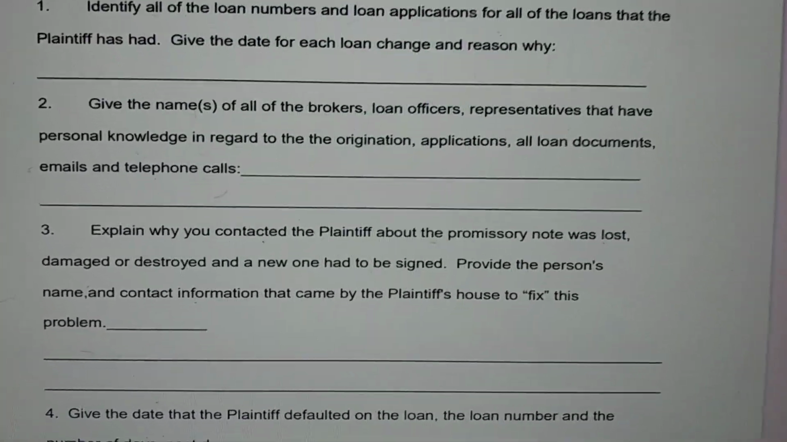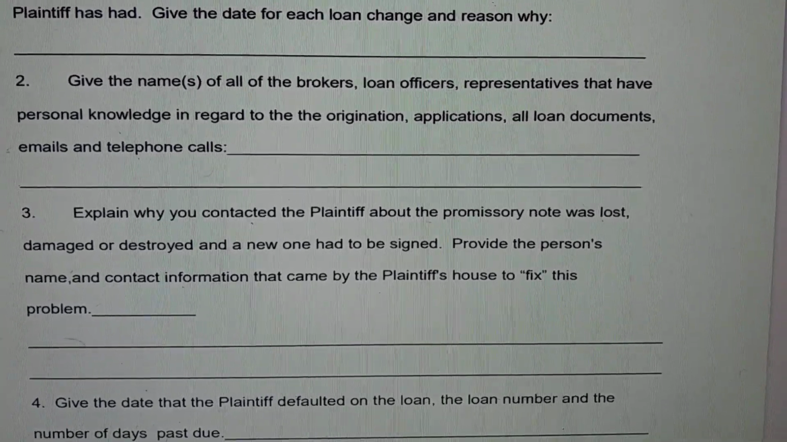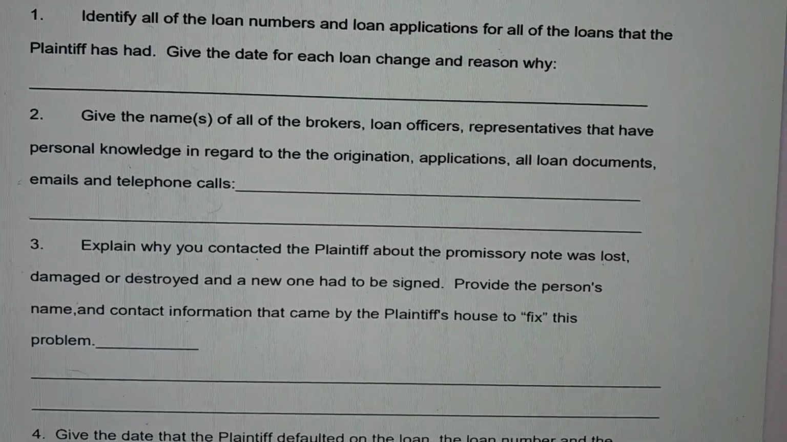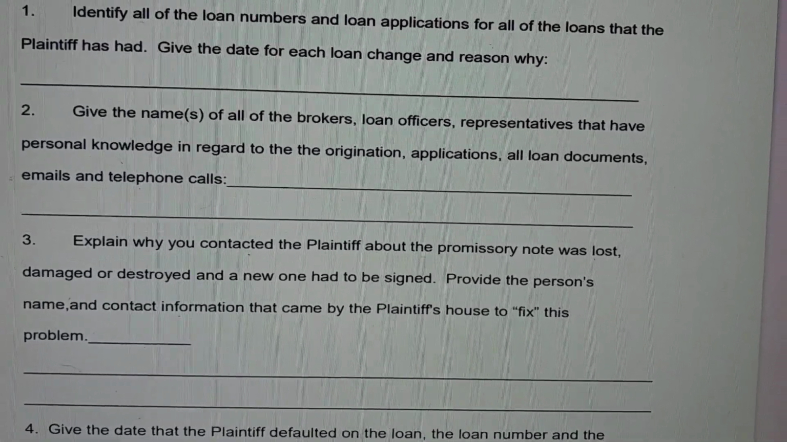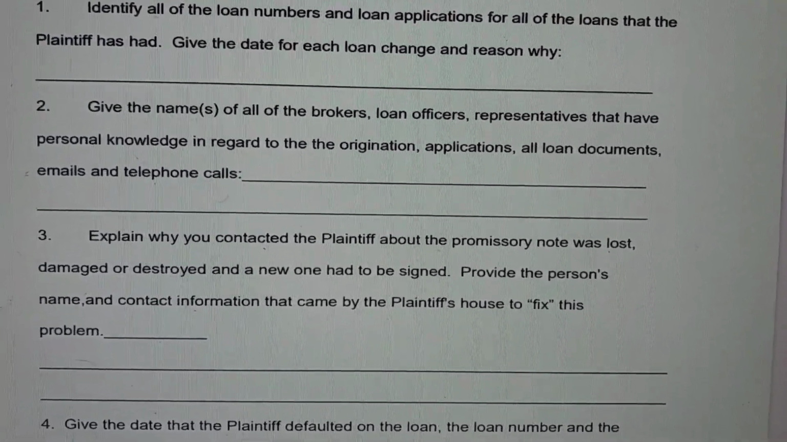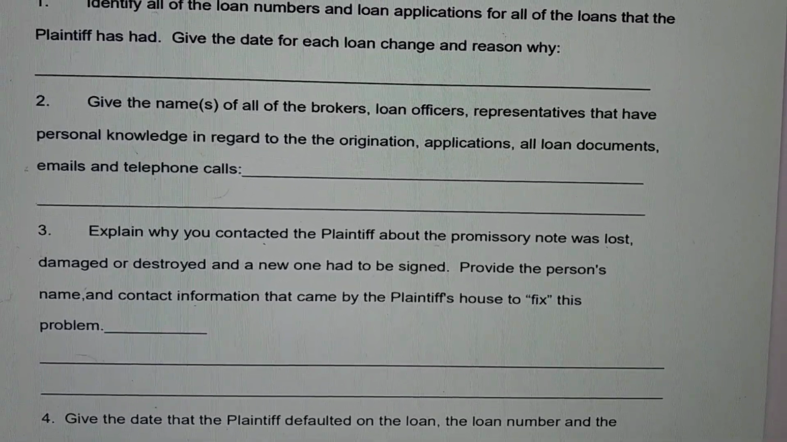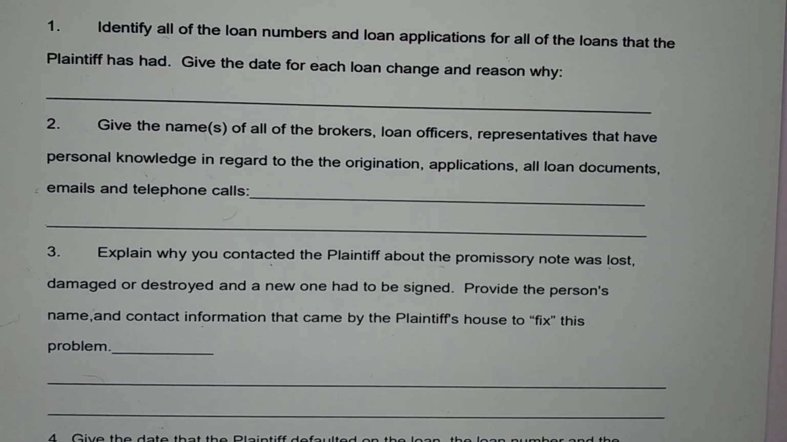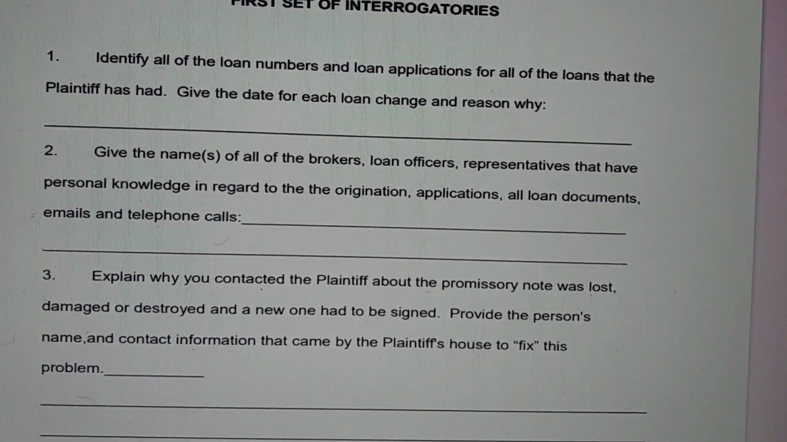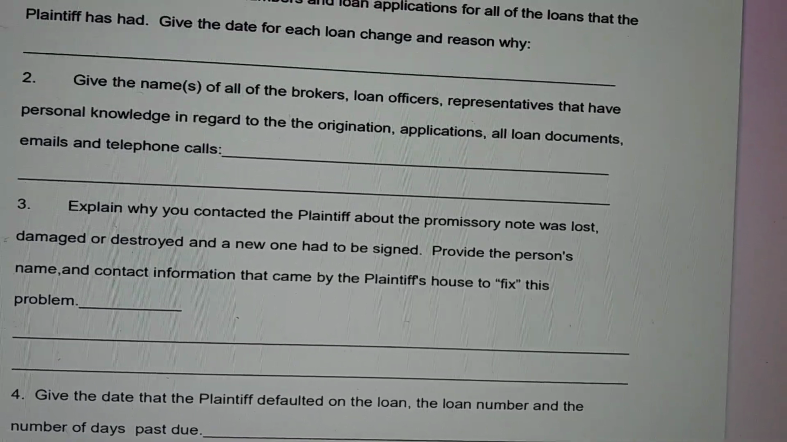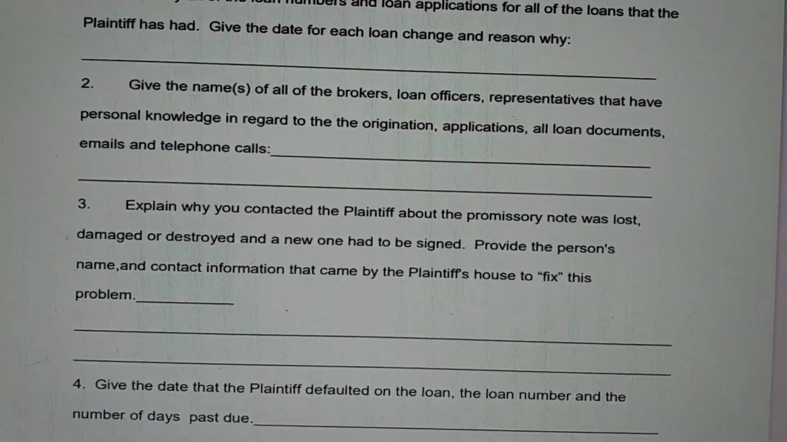Number 3, explain why you contacted the plaintiff about the promissory note being lost, damaged, or destroyed, and a new one having to be signed. Provide the name and contact information of the person who came by the plaintiff's house to fix this problem. Everybody's situation is different, so you might want to think about certain things that may have happened that you want them to answer.